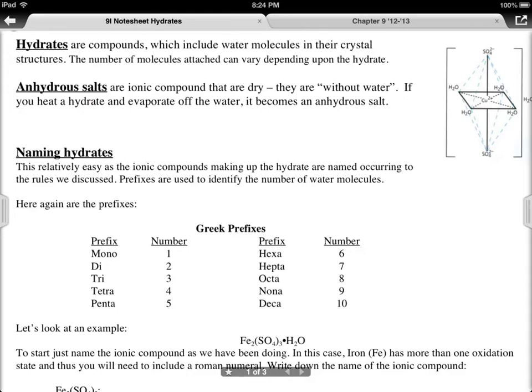I'd like you to know how to name hydrates. It's pretty easy because we already know how to name ionic compounds, and hydrates are ionic compounds, they just contain water. To name the water part of the compound, we're going to use some prefixes to identify the number of water molecules in the hydrate. These are the prefixes. These are also found in the back of your periodic table.